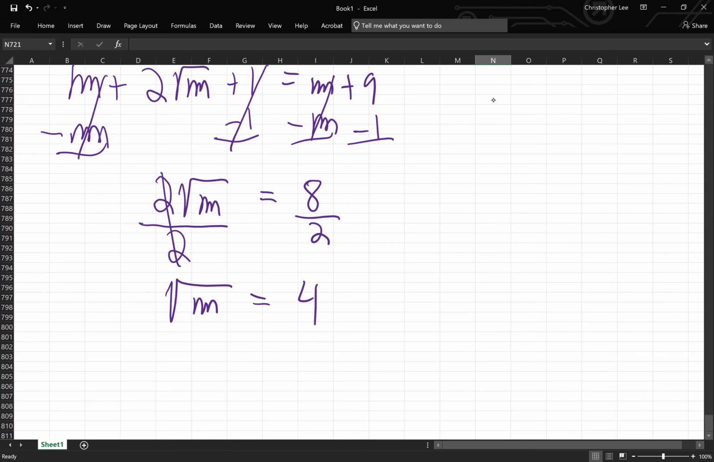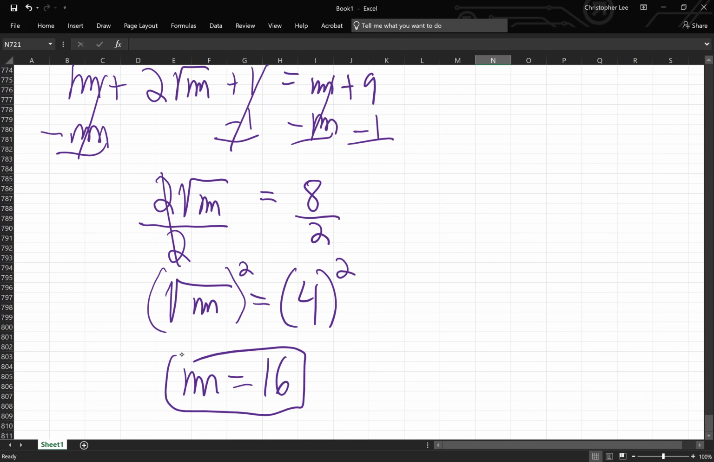So now I want to square it to get m by itself. I'm going to square this. What I do to one side, I got to do to the other. So now I have m is equal to 16. And that's it. Questions on this?